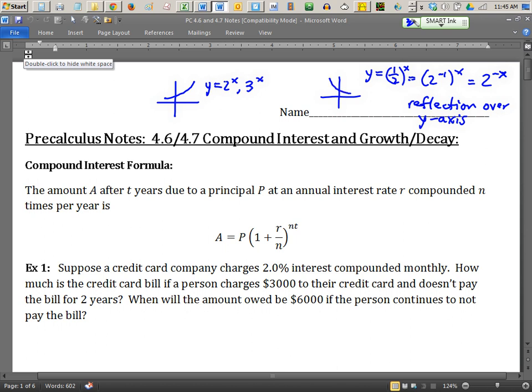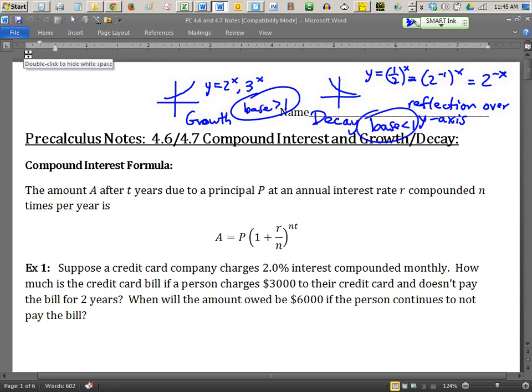And it's going to look like a decay. So you can see that when the base is greater than 1, like 2s and 3s and stuff like that, it's going to be a growth. But if the base is less than 1, you can see that really just means it's reflected over the y-axis, and it's actually a decay. So when the base is greater than 1, we have growth. When the base is less than 1, we have decay.